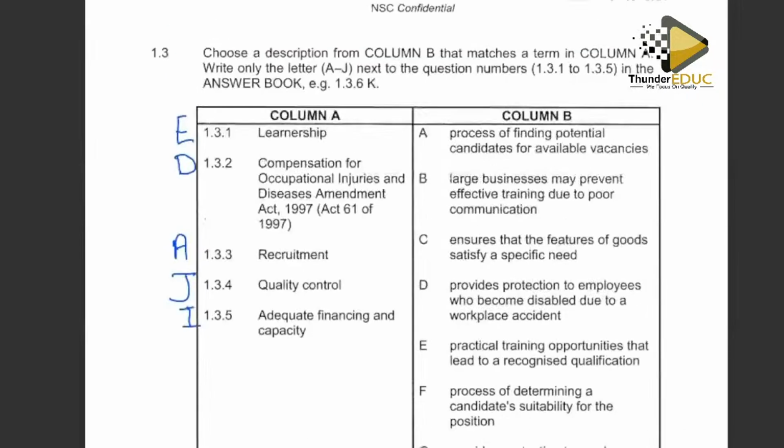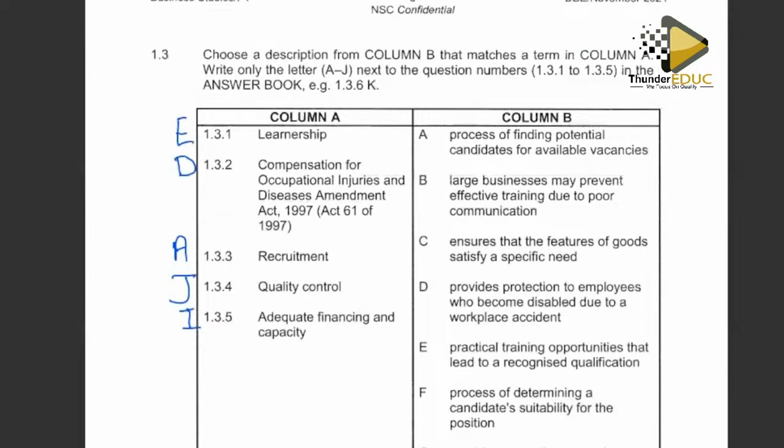Okay, right, grade 12s. In this regard, it means that we are done with our section A, and then the expectation is to collect all the marks under section A.